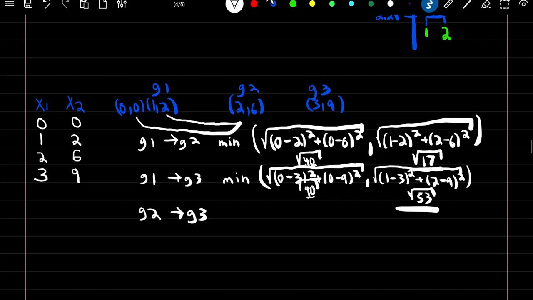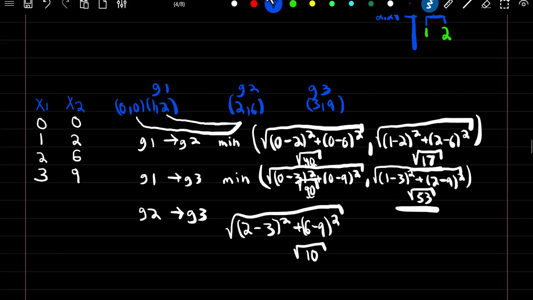And then finally from group 2 to group 3. Each only has 1 observation, so it's just basic Euclidean distance. So 2 minus 3 squared plus 6 minus 9 squared, and we take the square root, and this will give a value of the square root of 10. Now we compare 3 choices, or 3 groupings. We can either take the square root of 17, the square root of 53, or the square root of 10. Since the square root of 10 is the smallest value, that's the next grouping we're going to do. And the square root of 10 is about 3.16.